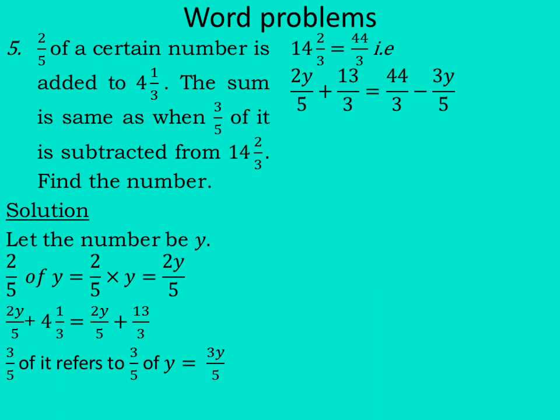So we have 2y/5 plus 13/3 is equal to 44/3 minus 3y/5. Because in the question it reads the sum is same as when 3/5 of it is subtracted. So that's why we are subtracting 3y/5 from 44/3. So here is our equation.